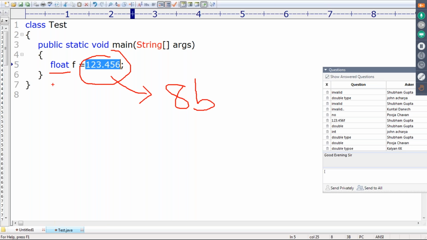Sir, float means how many bytes? Only 4 bytes. Oh, you are trying to assign an 8 byte value to a 4 byte float variable. The compiler will give an error. Remember that, by default a floating point literal is of double type, which is 8 bytes. That's why we can't assign a floating point literal directly to a float variable, because float is only 4 bytes. In a 4 byte place, how can you fit an 8 byte value?